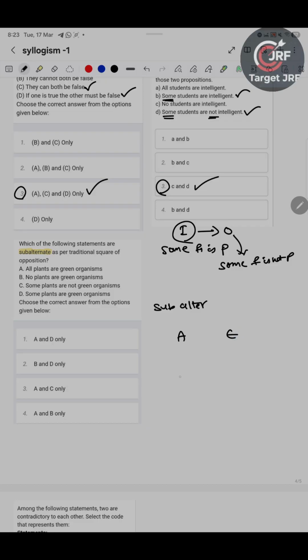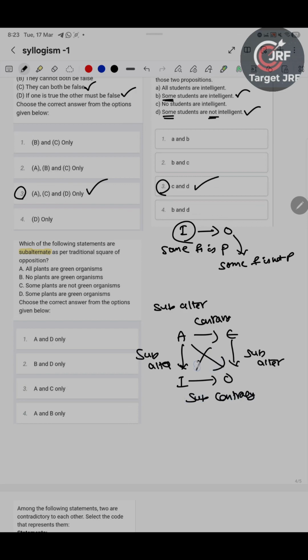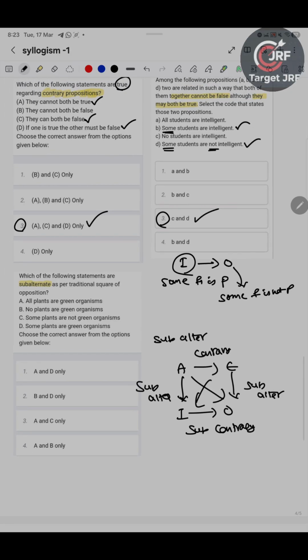A, E, I, O. This is contrary. This is subalter, and this is also subalter, and this is subcontrary. This is contradictory. So subalter means now we have to identify that it is A to I and E to O only. So those two only we have to identify.